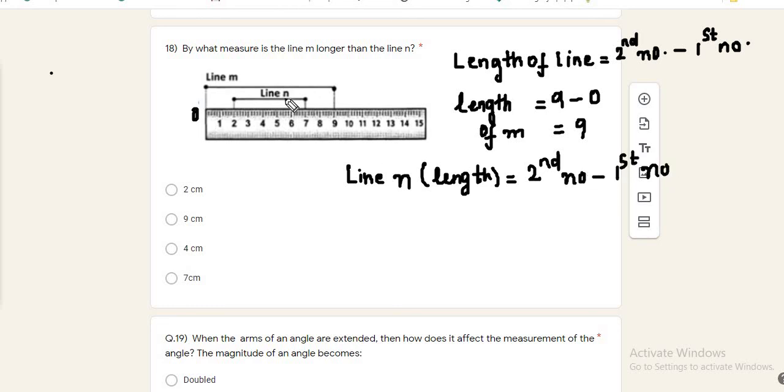The line N starts at 2, so this is the first number, and it goes till 7, so this is the second number. So 7 minus 2 gives us 5. So line N is 5 units. So how much is line M longer than line N? In order to find how much 9 centimeters is larger than 5 centimeters, you subtract them. So the answer is 4 centimeters. So C is the correct option.